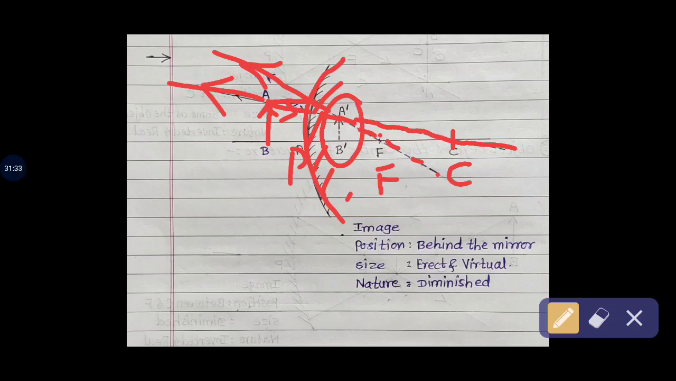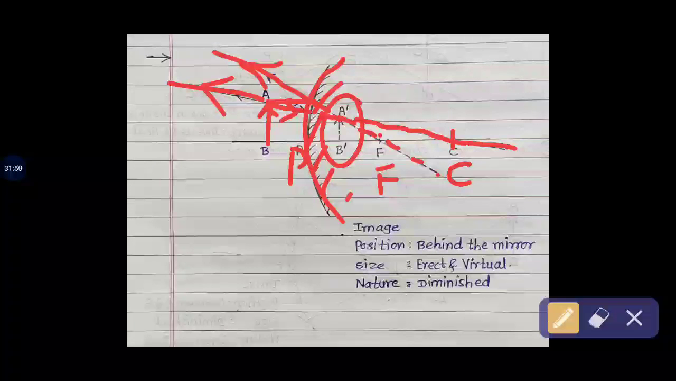So all are getting? So position of the image is behind the mirror. Size is compared with object AB. Size is diminished. Diminished means small in size, and nature is erect and virtual. You change it there at the time of writing. Size diminished and nature is erect and virtual.